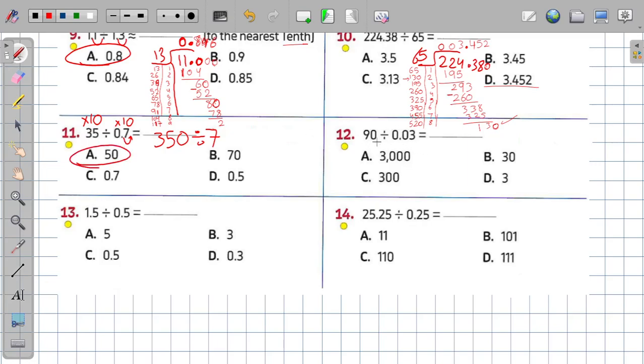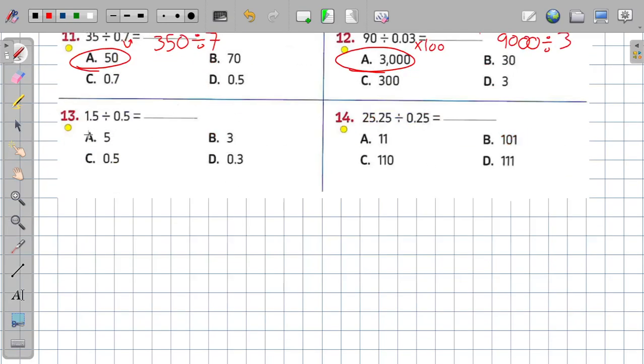Next, I have 90 divided by 0.03. So I will move the decimal point two places. Or maybe I can say I will multiply by 100. So the divisor will be 3 and the dividend will be 90 times 100 equals 9,000. So it will be 9,000 divided by 3 equals 3,000.